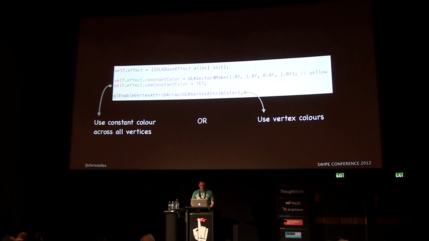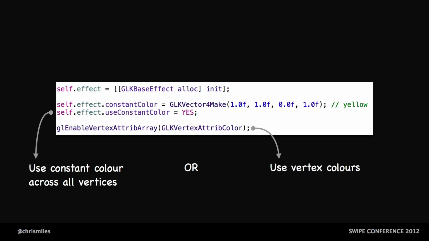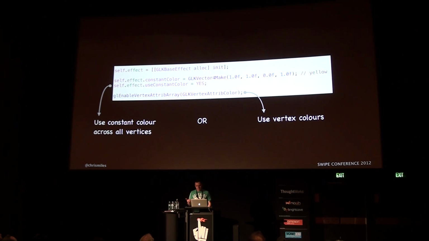To actually enable the effects, we can use GLKBaseEffect to apply a constant color if we want one. We do that by setting the constant color property to any color we like, and we can enable the use constant color flag, and that will apply that particular color to every vertex in the shader that it writes for us. Alternatively, if we're supplying our own colors with the vertex data, like I described, then we can simply switch on that attribute as part of the vertex data configuration. So we enable the color attribute, and then the shader's already set up to use that if it's there.